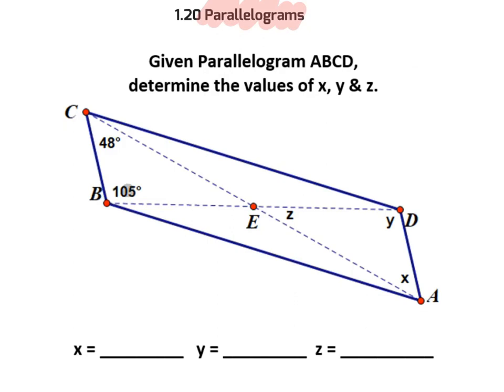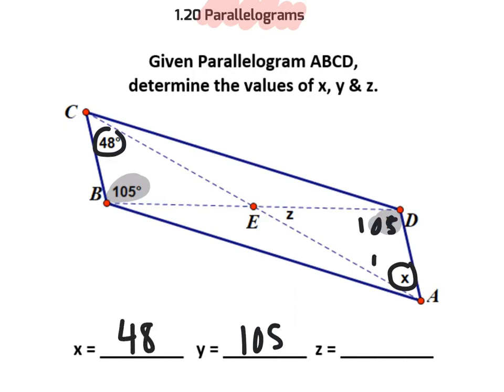More about angles. I see this 105, so I think I know y is 105. So let's put that down. Let's see, I see that this 48 would be alternate interior to x, so that would also be 48. Now z is like just out here, but I do notice that this is a triangle, just any old triangle. And I notice that it's got a 105 and it's got a 48. And so what's left of that would be 27.